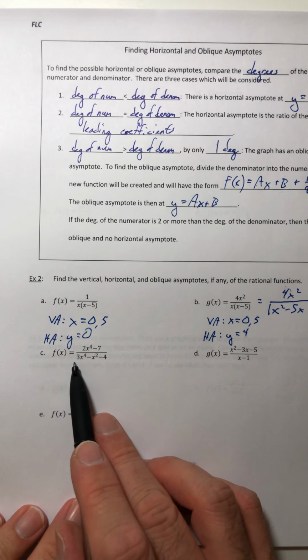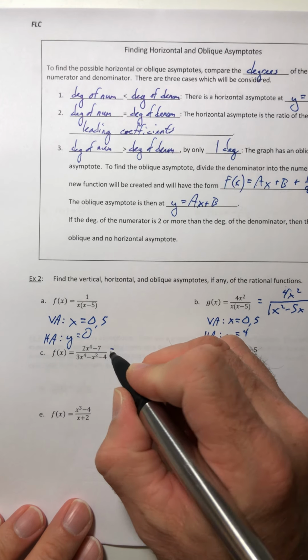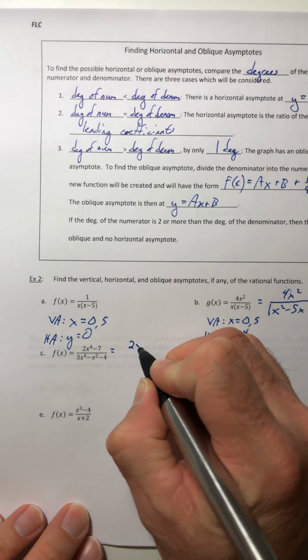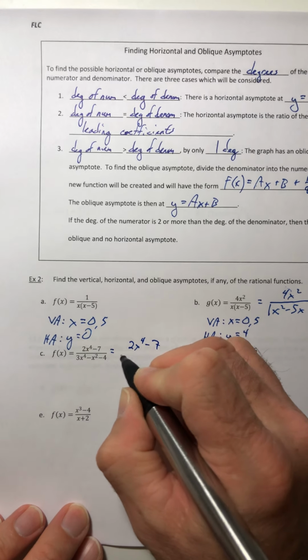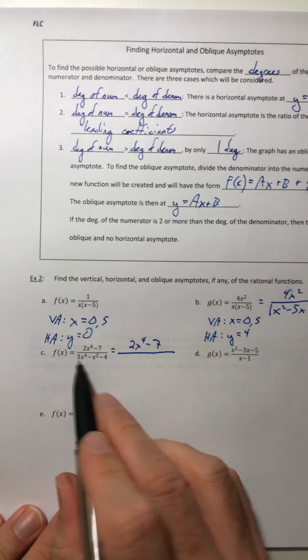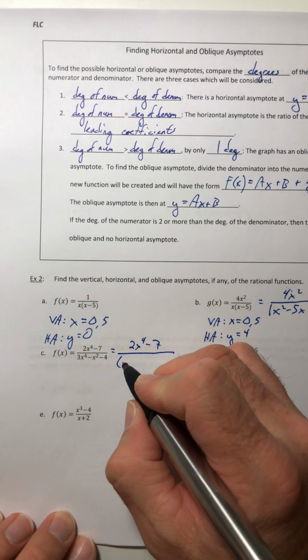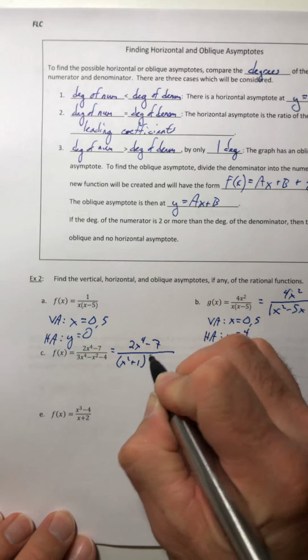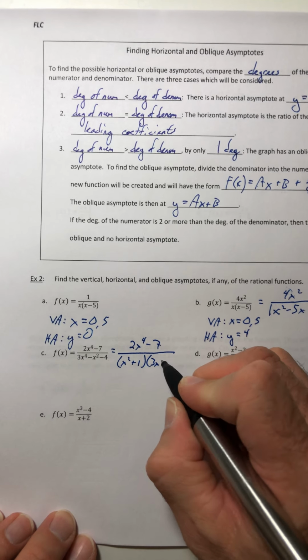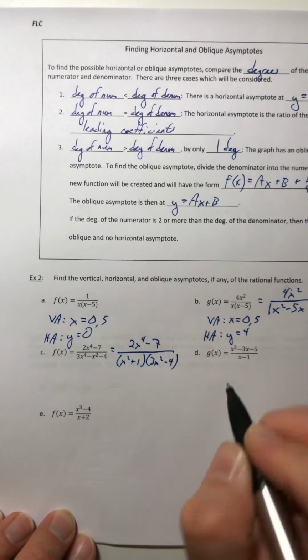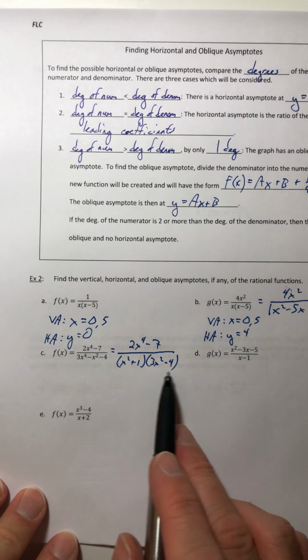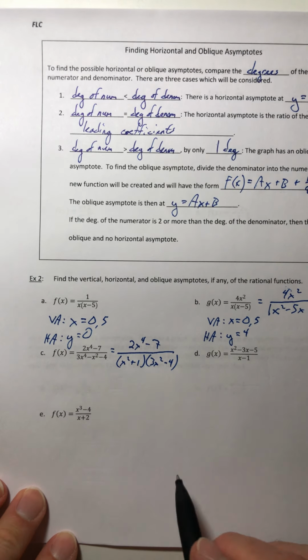So there's your horizontal asymptote. Okay, part C, let's do a little bit of work here, because you can factor the denominator into x squared plus 1, 3x squared minus 4. So there are some values of x that make the denominator 0.